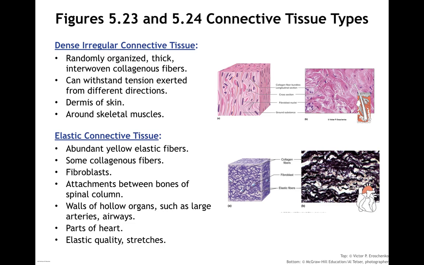Elastic connective tissue has more of those elastic fibers, and does contain collagen fibers as well. There are also fibroblasts there. We find this at the attachment between the bones of the spinal column. It's also found in the walls of hollow organs like the large arteries, the aorta right outside the heart, and that's very important. That elasticity allows the aorta to conserve some of the force that the heart exerts and helps to move the blood through the body. It has the ability to stretch and recoil.